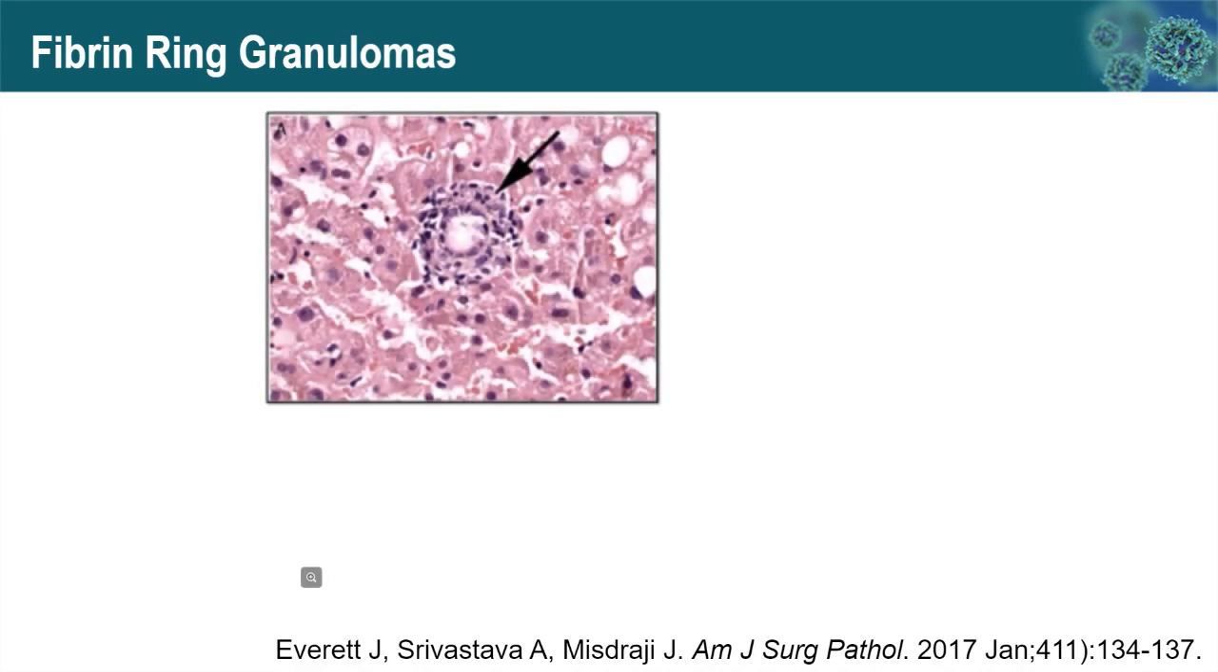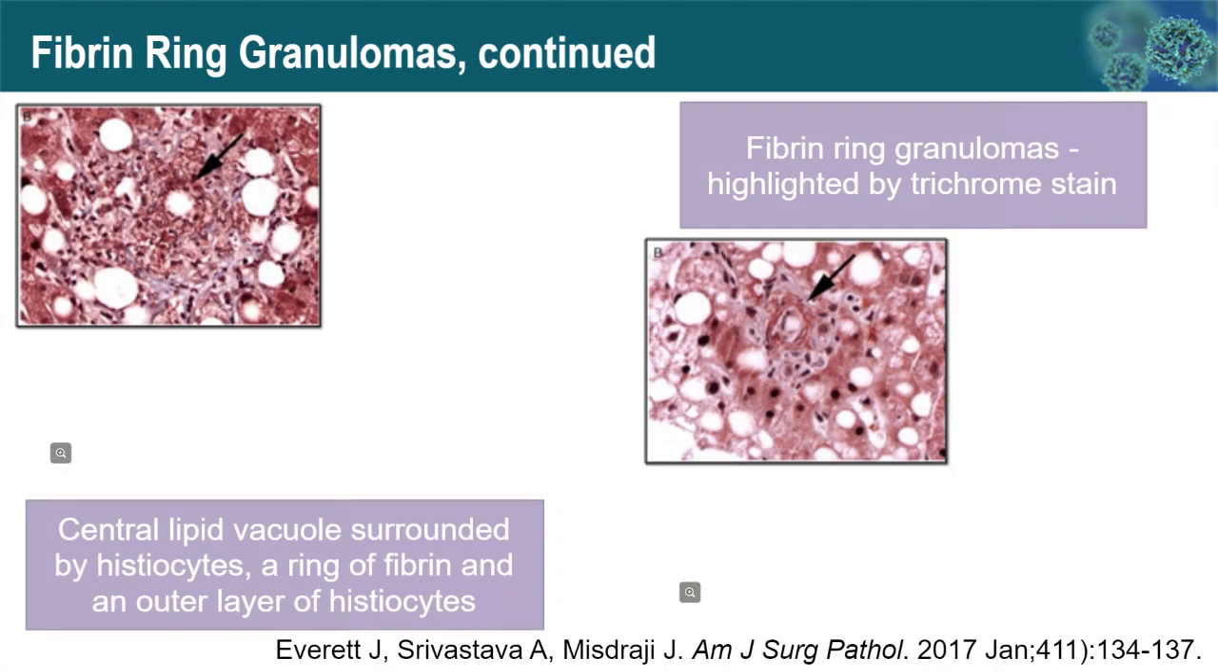Fibrin ring granulomas have rarely been observed in the setting of immune checkpoint mediated injury. Here is an example of an H&E stain slide showing a lipid vacuole with surrounding histiocytes and mononuclear inflammatory cells highlighted by the red arrow. The fibrin ring granulomas are best highlighted on a trichrome stain. They consist of a central lipid vacuole surrounded by histiocytes, a ring of fibrin, and an outer layer of histiocytes again.